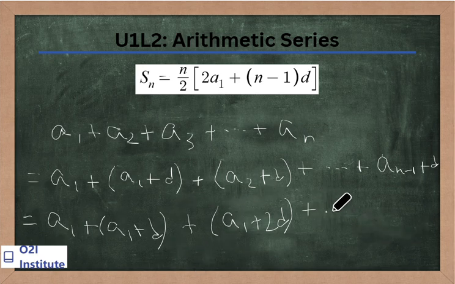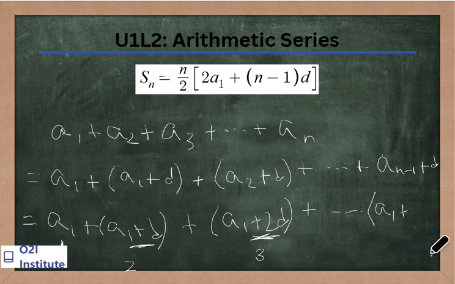Now here comes the hard part. What is AN simplified into? Well, first of all, we're going to start with A1 plus, this is the first term right here. There's no Ds in it. This is the second term, and there's 1 D in it. And this is the third term, and there's 2 Ds in it. And this would be the nth term. So 3 to 2 and 2 to 1, they're all minus 1. So there would be n minus 1 Ds in it.